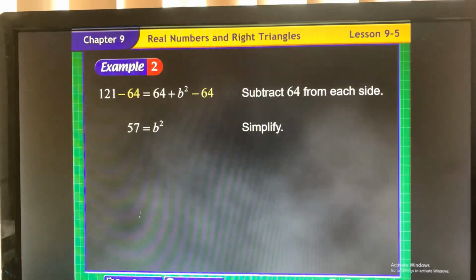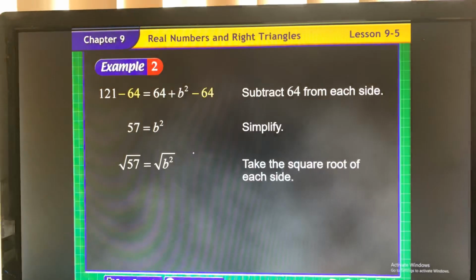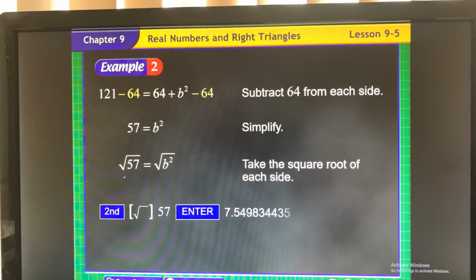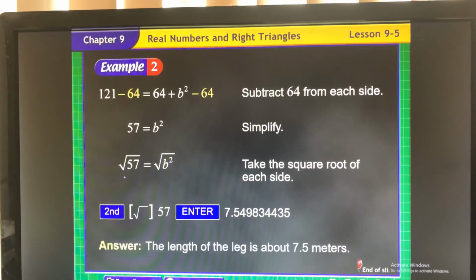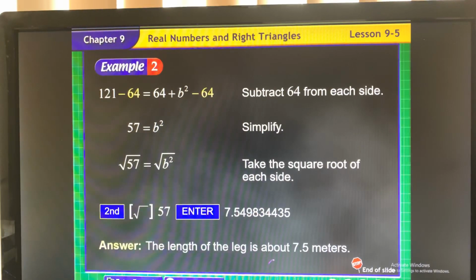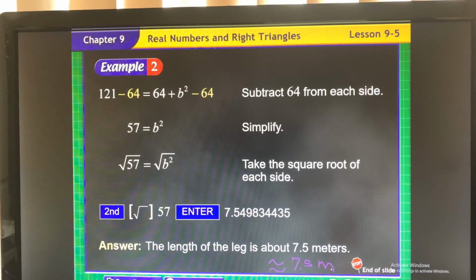57 is not a perfect square, so when I take the square root of both sides, this is irrational, so I'm going to have to get an approximate answer. And so we would say it's about, when I would do it on my homework, I would say about 7 5/10 of a meter would be your answer. So that's how you use the Pythagorean theorem to find a leg.